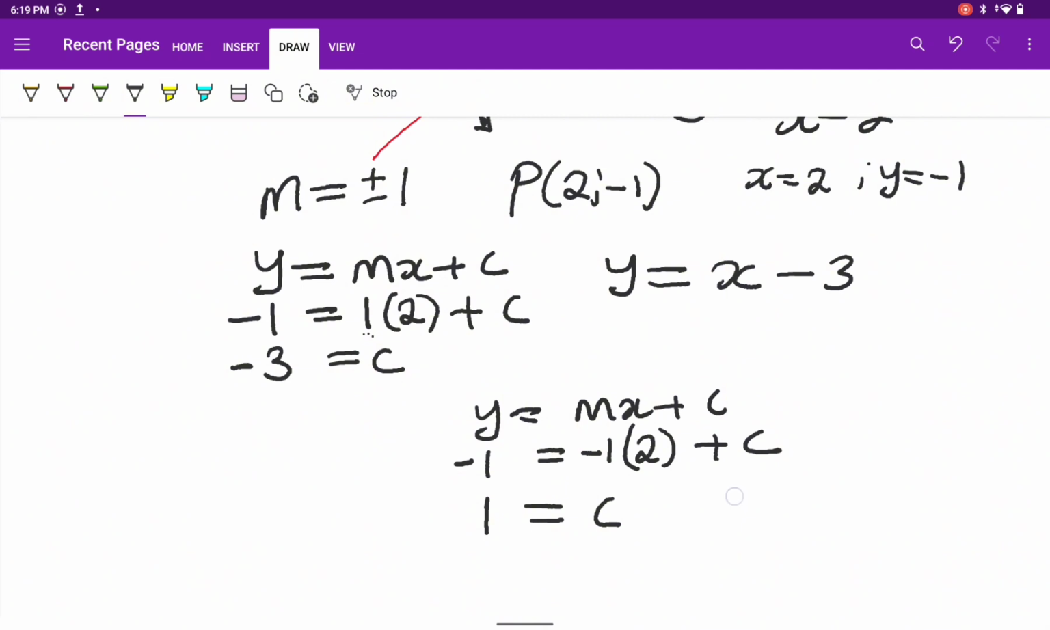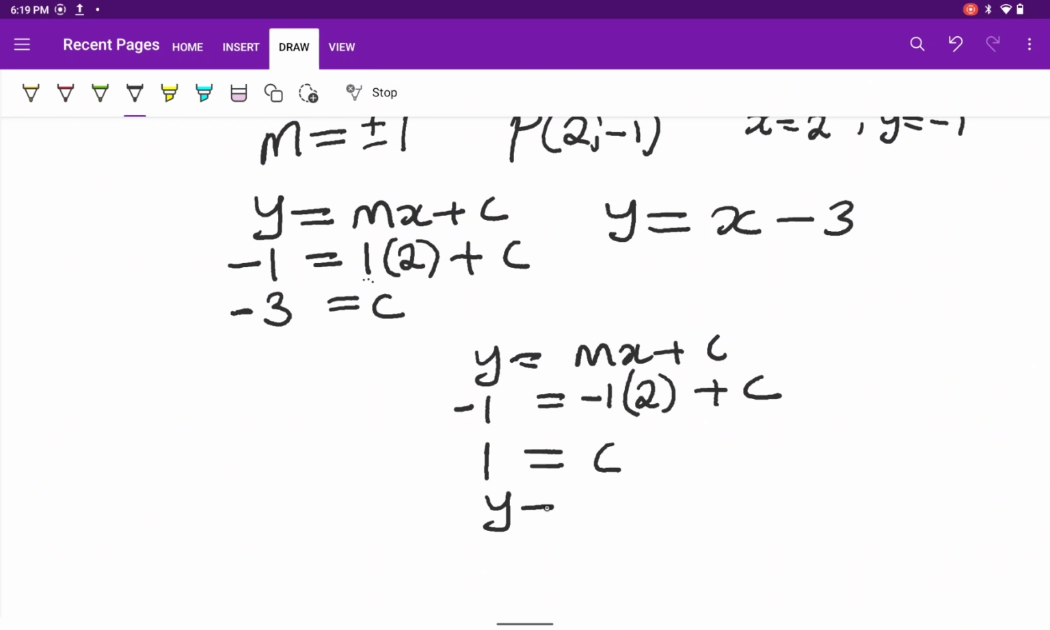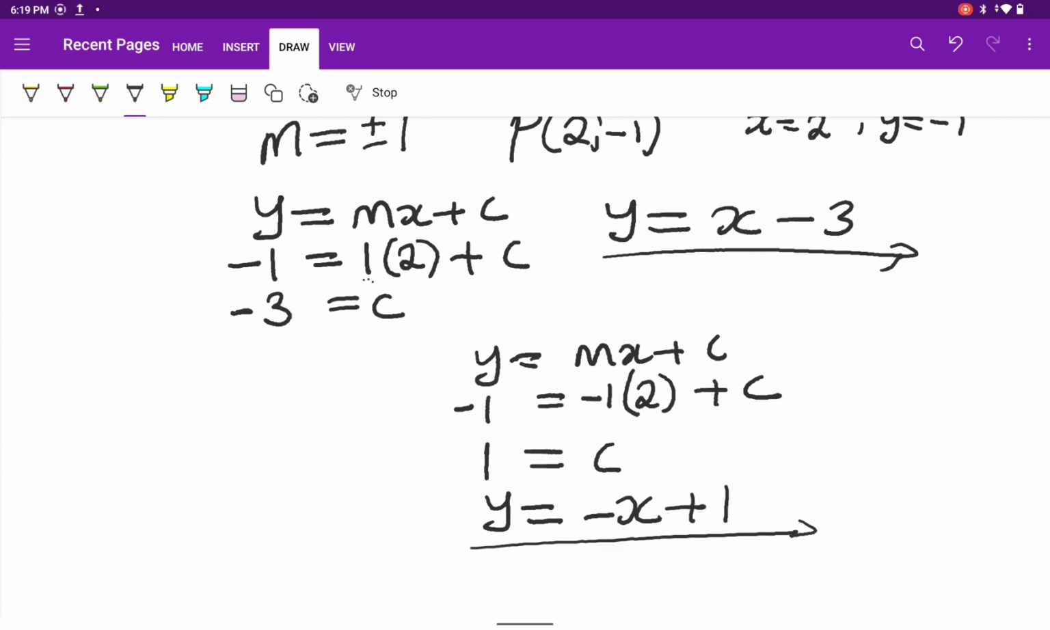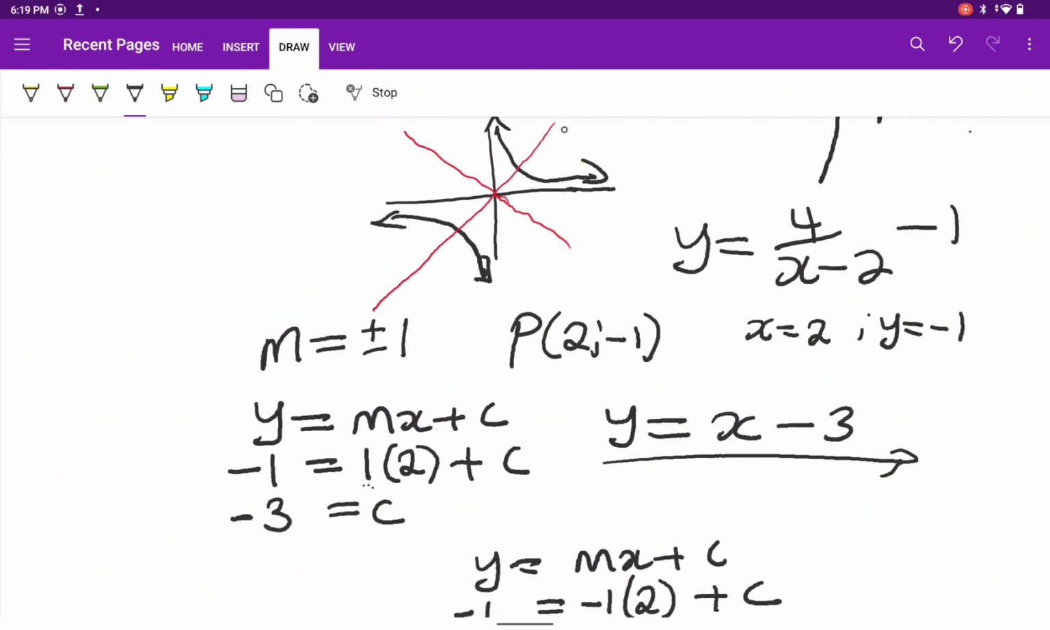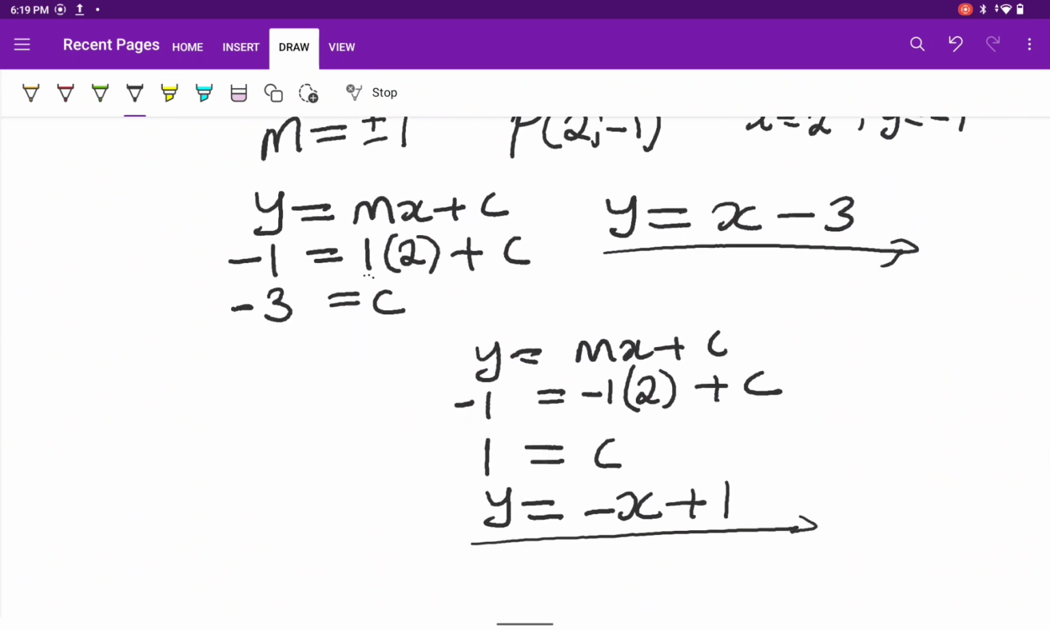So if we substitute everything, our equation will be y = -x + 1, since m is -1. So you can see we have the one with a positive gradient and the one with a negative gradient. Hence we said we will have two asymptotes, one with a negative gradient and the other with a positive gradient. So this is how we calculate the equation of the axis of symmetry.